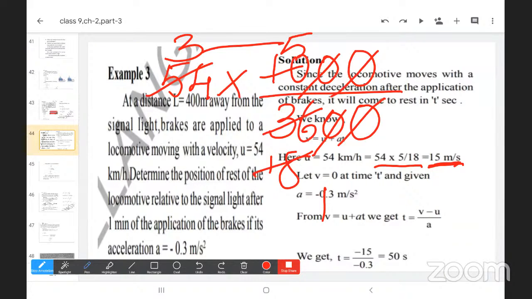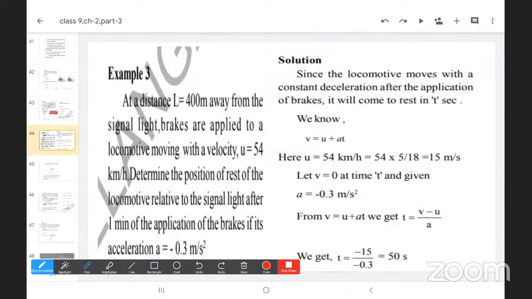Here we don't know the final velocity. So here the final velocity equals 0 at time t seconds. At time t, given here a equals the acceleration, minus 0.3 meter per second square. So from this formula v equals u plus at, we can write t equals (v minus u) by a.